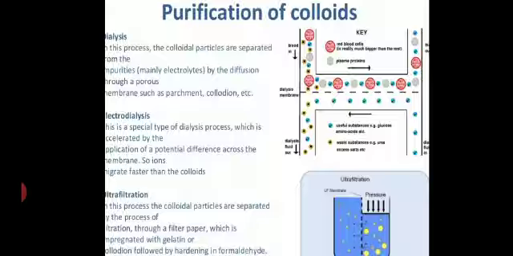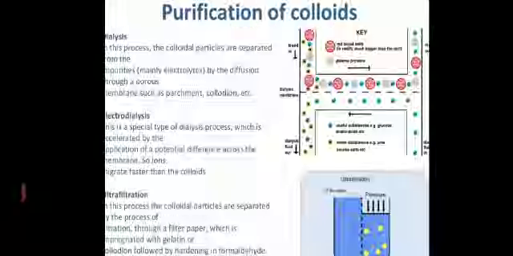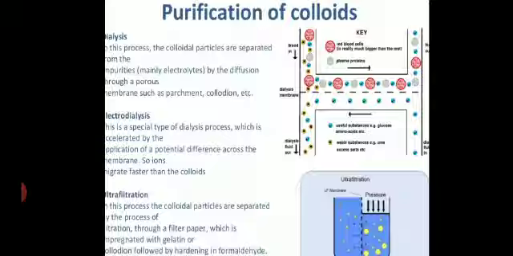So what you will do is take a cellophane paper or an animal membrane and put the impure colloids into it, and you tie the mouth of that parchment paper or animal membrane with the help of a thread. It forms a bag. Now you take that bag containing the impure colloids and put it into water. Just immerse that bag into water and take it up. Again immerse, again take it up.